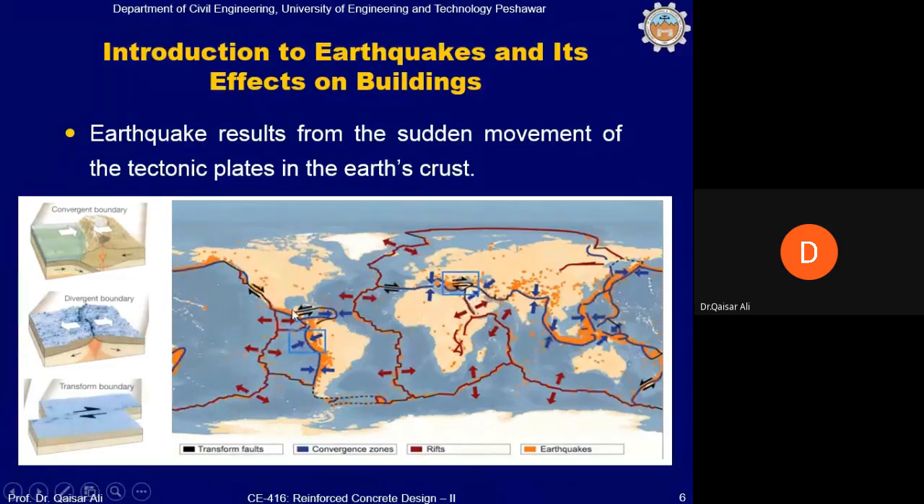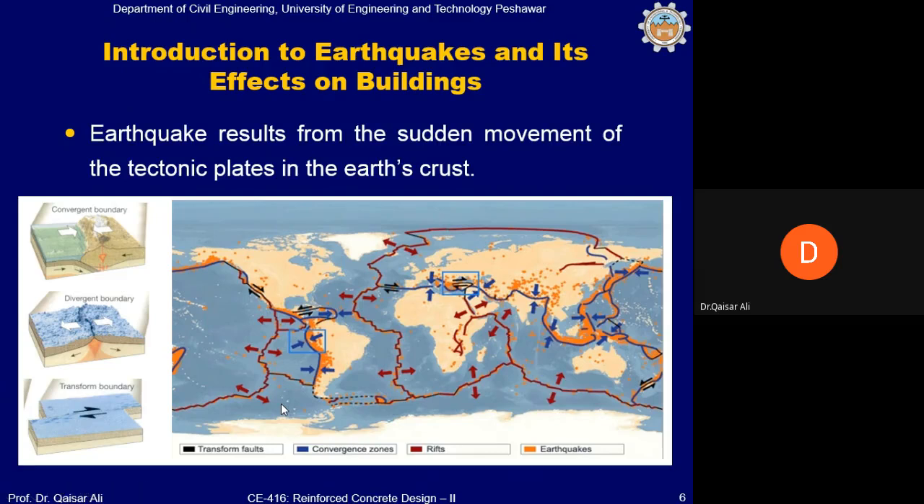And then there are divergent boundaries where the two plates move away from each other. You can see divergent boundaries occur in the ocean, like these. At the divergent boundaries, usually there are no earthquakes. You can see there are no dots at divergent boundaries, okay?